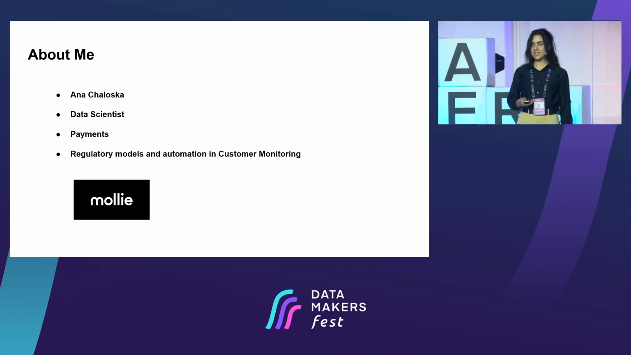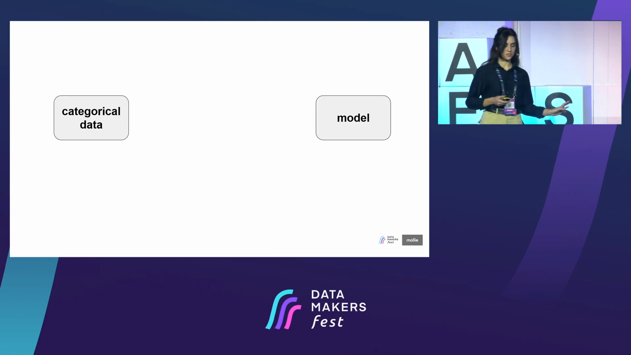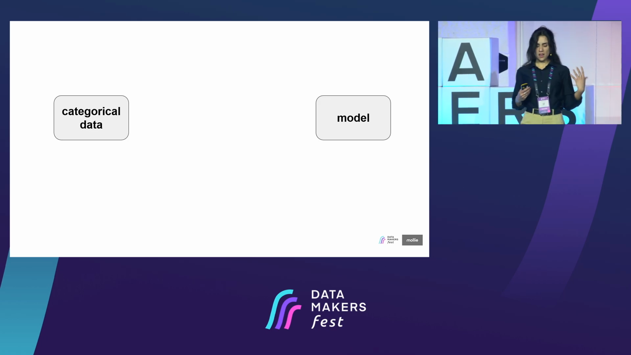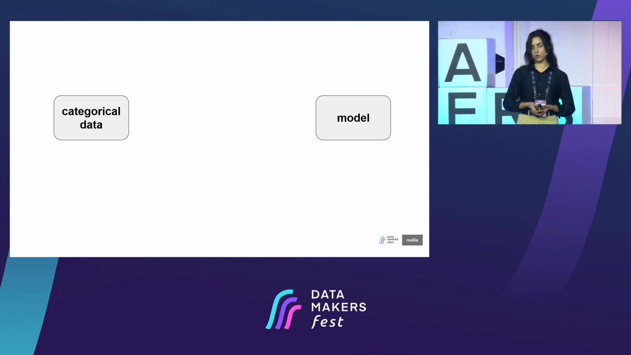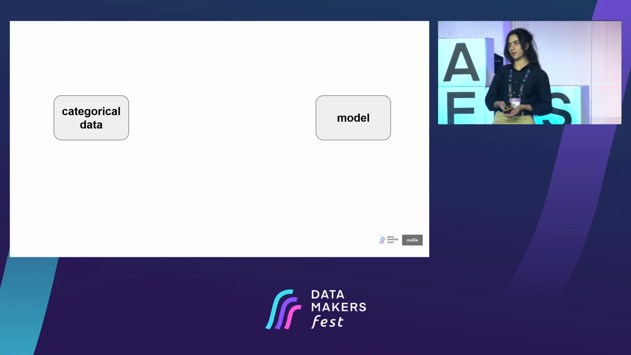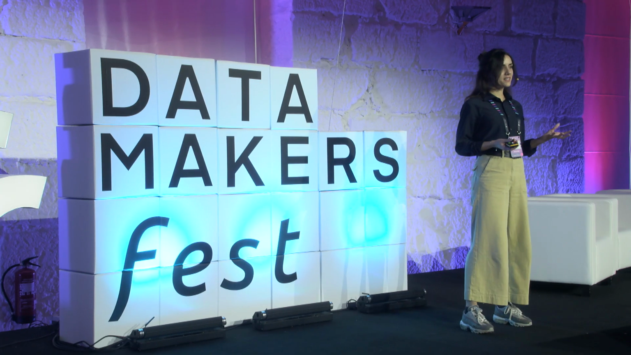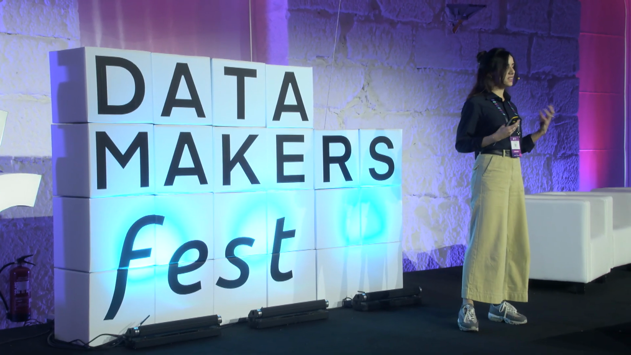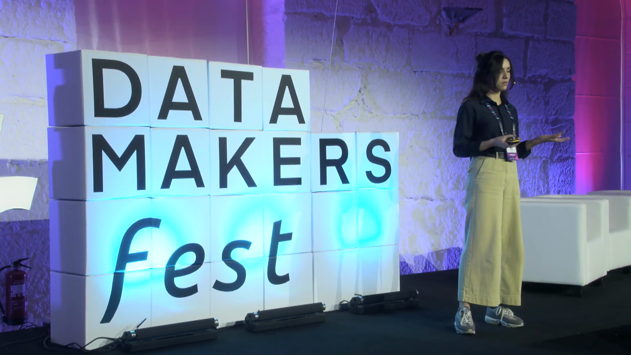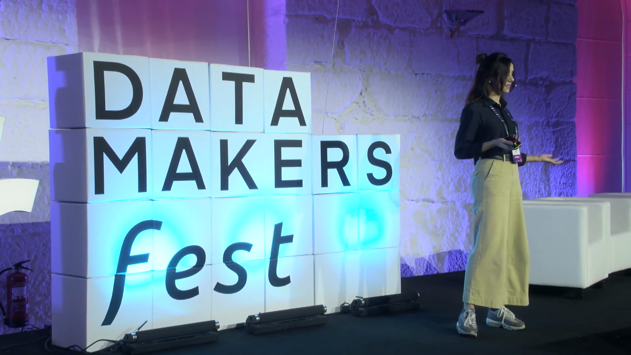But before I start, let's start with some basic definitions. So I'm talking about feature encoding of categorical data. But what is categorical data? That's any data that you can think of putting into some groups. So think of cities, names, professions, anything like that.